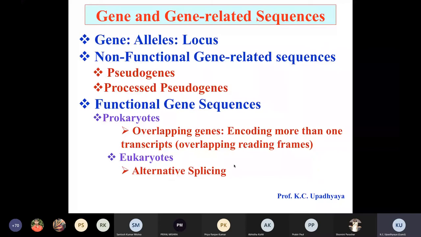What is a processed pseudogene? A processed pseudogene is a eukaryotic phenomenon actually, because in eukaryotes you have a primary transcript. The transcripts, we'll discuss that. The introns are removed, intronic sequences are spliced out. And then we have modification at the 5' end and at the 3' end. Now, what's the processed pseudogene?